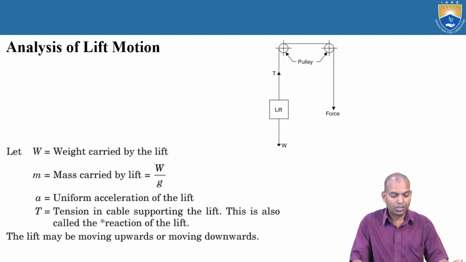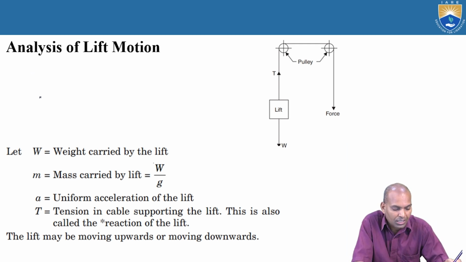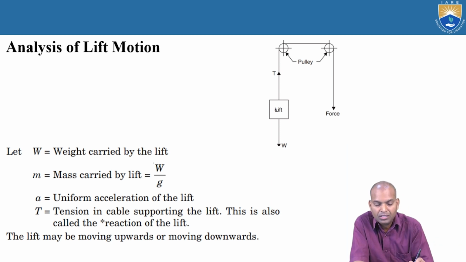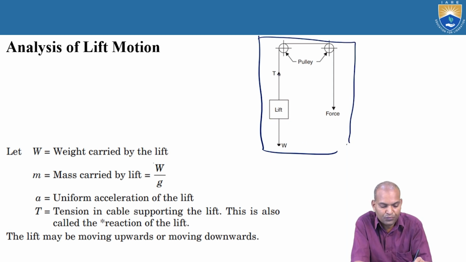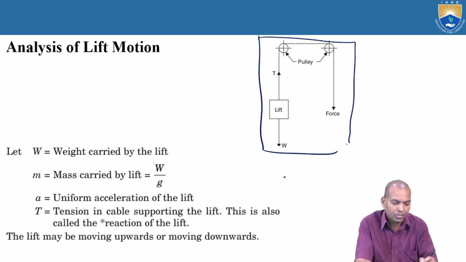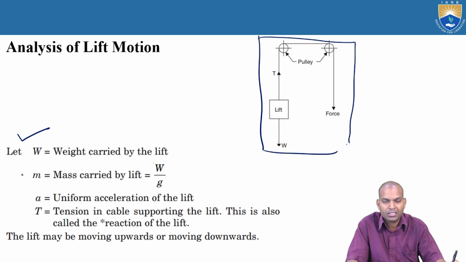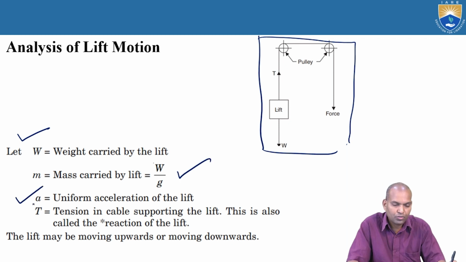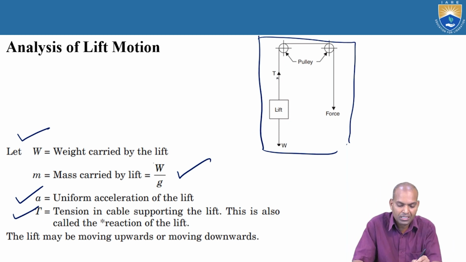The next consideration is the analysis of lift motion. The lift is connected here with a pulley, this is the mechanism of the lift. The lift can move upwards or downwards, so there are two cases. The weight carried by the lift is W, the mass of the lift is W by g, where a is the uniform acceleration of the lift, and T is the tension in the cable. This tension causes the reaction of the lift.